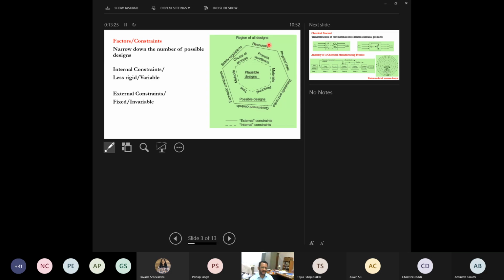So the external constraints are resources, physical laws, standards and codes, government controls, economic constraints, and safety regulations. Our listed ideas are subjected to these external constraints, because external constraints are normally very rigid in nature. They are fixed constraints. It's not in the hand of a design engineer. So we have to filter out our possible design methods using these external constraints.